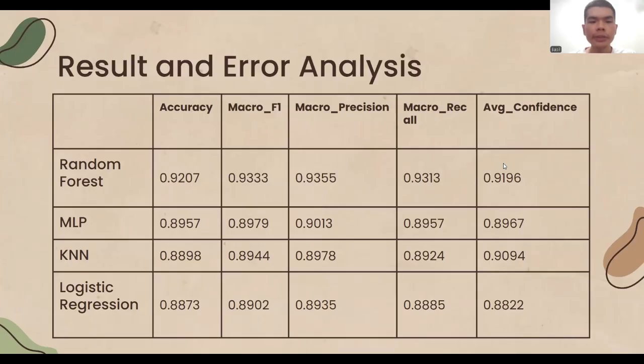So let's talk about the results and error analysis. Based on this table that we created of all four models that we used, Random Forest is the best model to use. It has the highest accuracy, macro metrics, highest average confidence, and near perfect training accuracy. But there's a generalization risk to monitor.